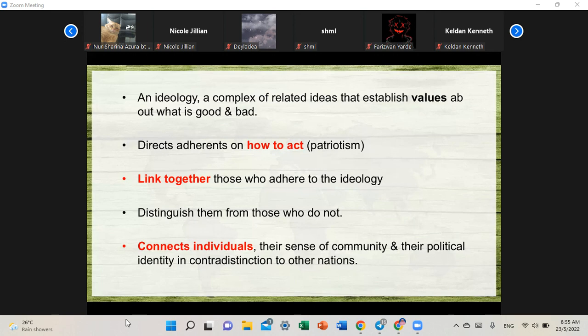So an ideology is a complex of related ideas that establishes values about what is good and bad, and directs adherents on how to act, or patriotism. It links together those who adhere to the ideology. Usually if you look at the members of a particular ideological movement, regardless of leftist or right wing, they all come together because of their shared ideology, which means they think alike. They have the same view on specific subject matters. It distinguishes them from those who do not. It connects individuals, their sense of community, and their political identity in contradiction to other nations. Basically, you look at your country as different from other nations, right?